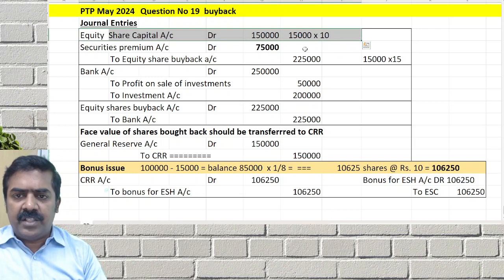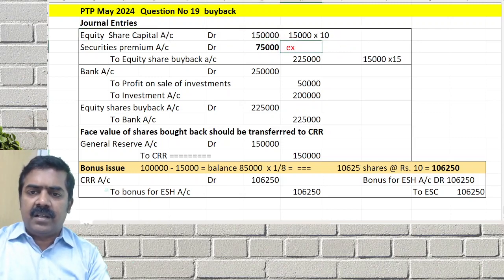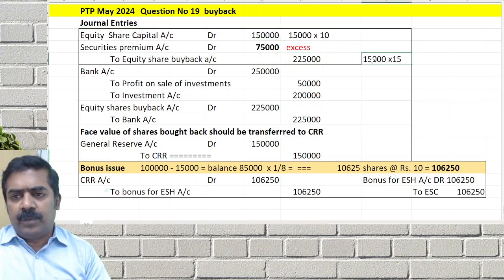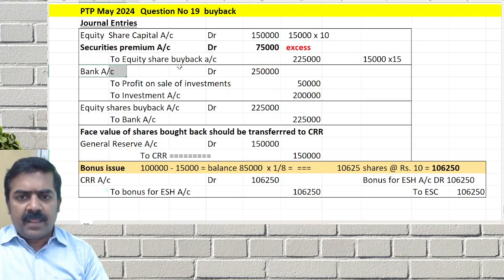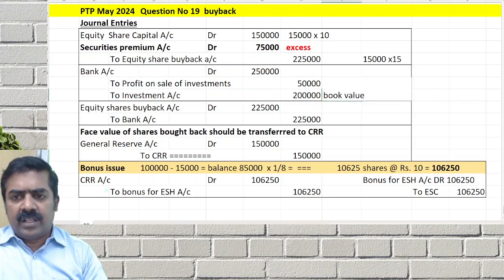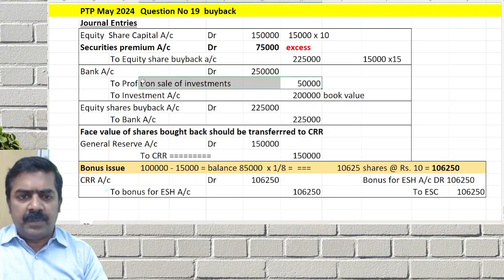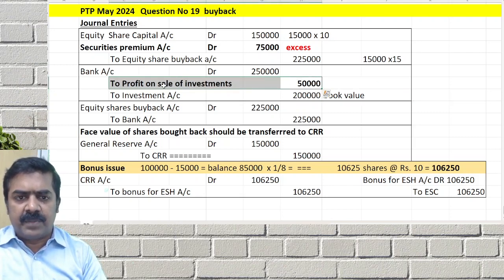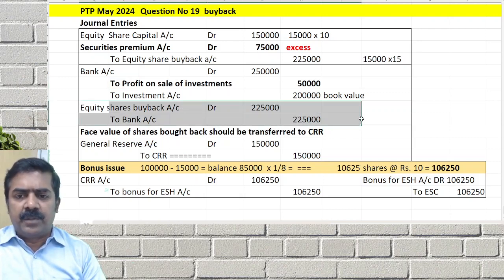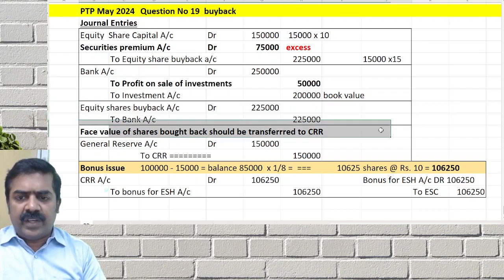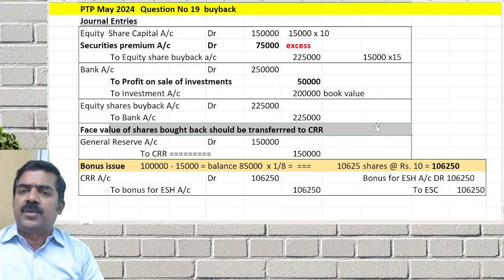15,000 shares of 10 each. We are buying at 15 rupees. Excess paid gets adjusted with securities premium. Bank account debit to investment, book value given in the question. The profit on sale will be transferred to P&L account. You can put profit on sale of investment, or you can put P&L account also. Equity shares buyback account debit to bank, we pay the money. Face value of shares bought back should be transferred to CRR.